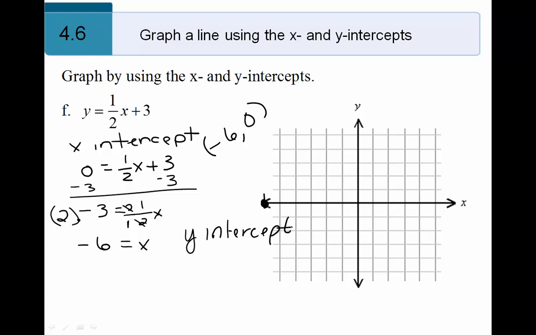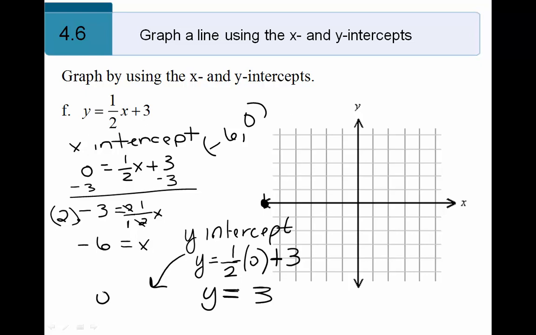I'm going to plug 0 in for x. So I'm going to have y equals 1/2 multiplied by 0 plus 3. But as you can see, 1/2 times 0 is just 0. So I'm going to just get y is equal to 3. So my y-intercept is the point (0, 3).